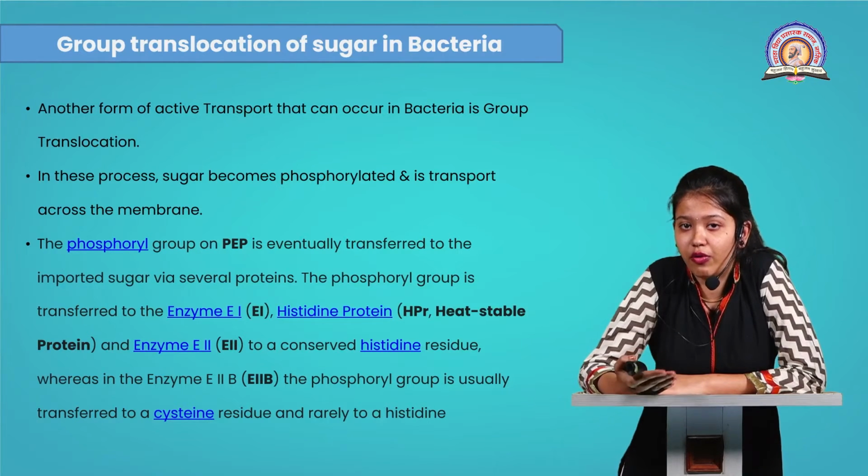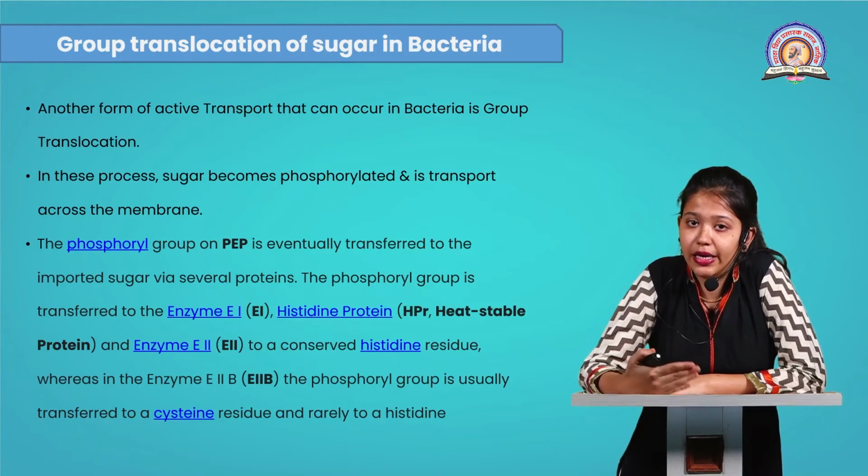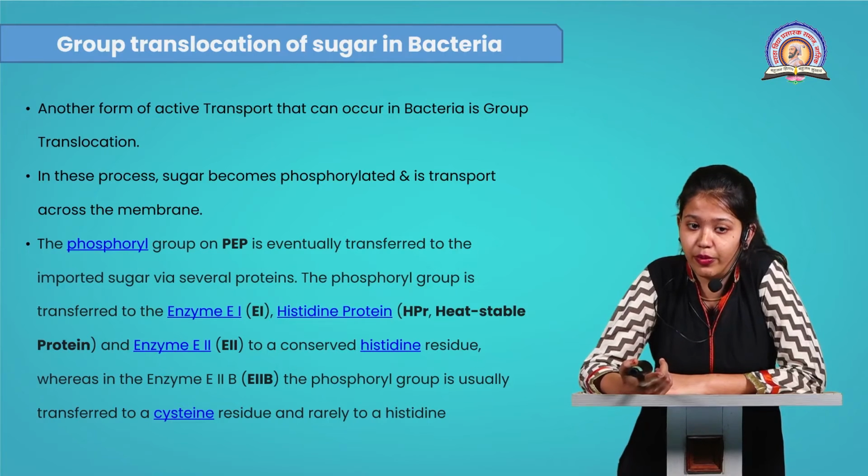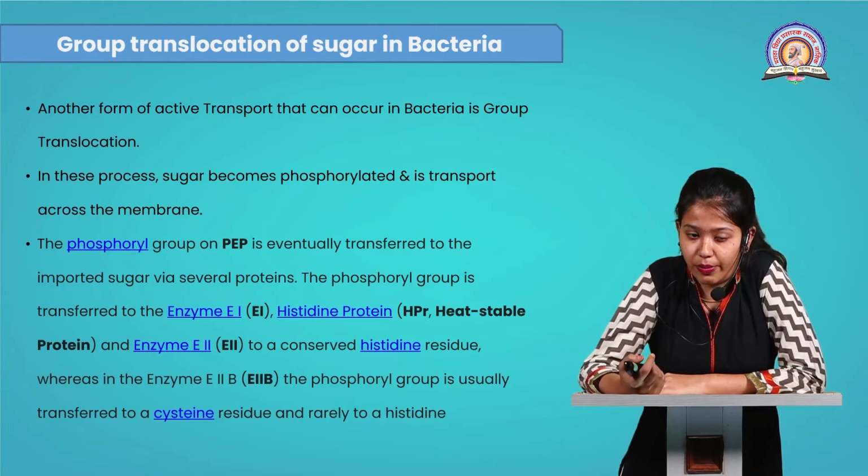There are majorly four proteins. First is enzyme 1, which helps to transport the phosphoryl group. It is also called HPr, the heat stable protein, which is a histidine protein. Firstly, the phosphate group is transferred to this type of protein. Later on, the phosphate is transferred to another protein, enzyme 2, because it has a histidine residue in its cytosolic domain.